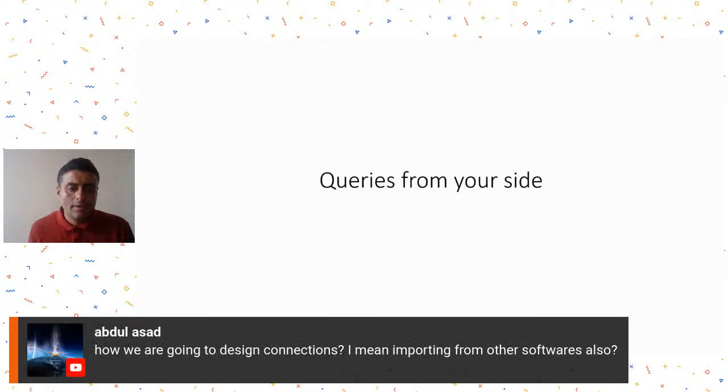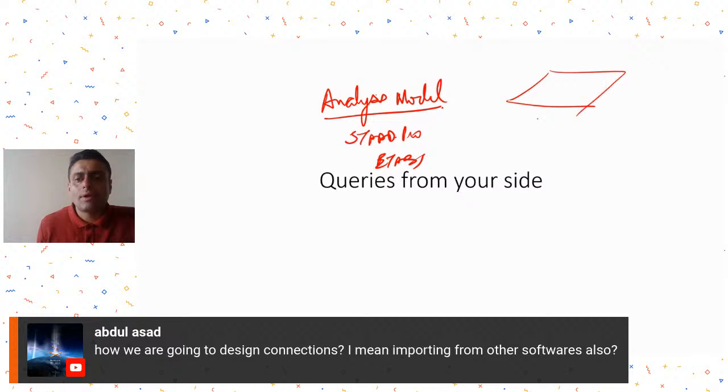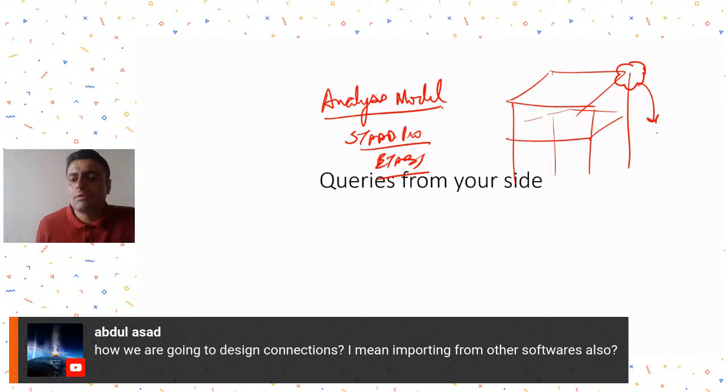Then Mr. Abdul is asking, how are we going to design connections? I mean, importing from other softwares also. So in designing connections, you should have an analysis model with you, correct? That means there should be some ready-made, let's say a STAAD model that you have, or an ETABS model that you have prepared. So let's say this is my model, and now you want to develop this connection. So you first run your analysis in any of this software, and now you want to design this connection.